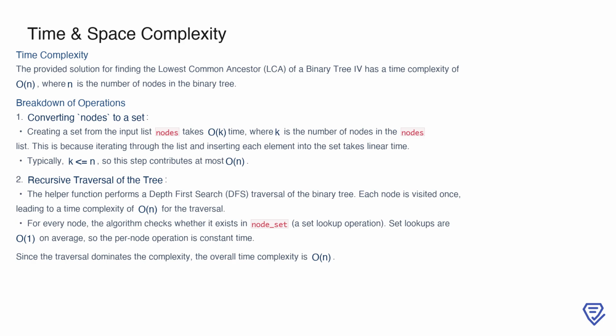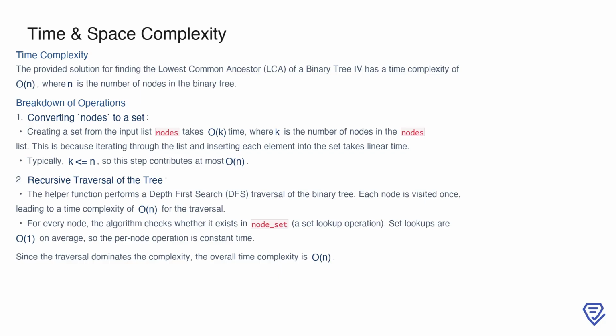First, converting the input list of nodes into a set takes O(k) time, where k is the number of nodes in the nodes list. This step involves iterating through the list and inserting each element into the set, which is a linear time operation. Since k is typically less than or equal to n, this step contributes at most O(n).